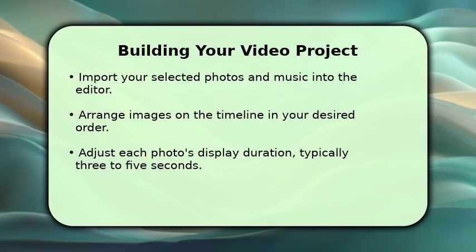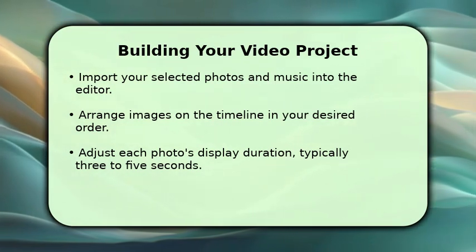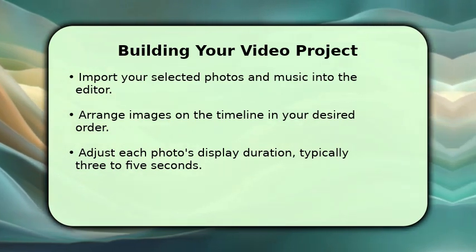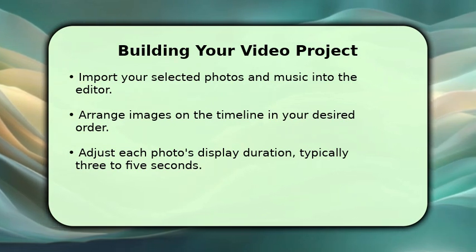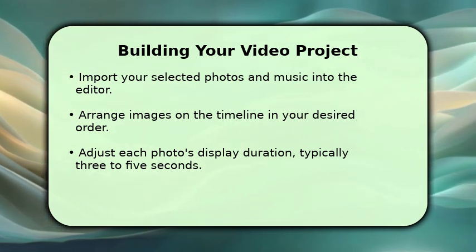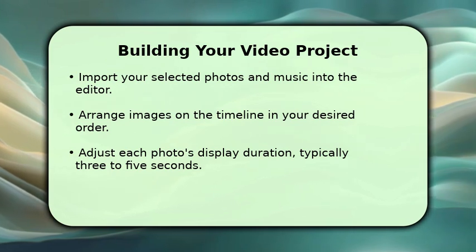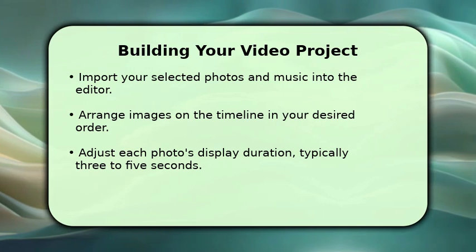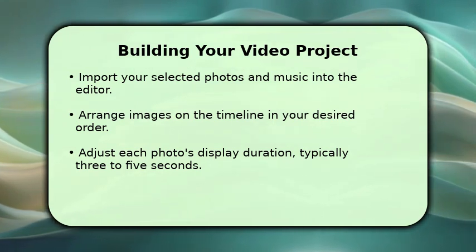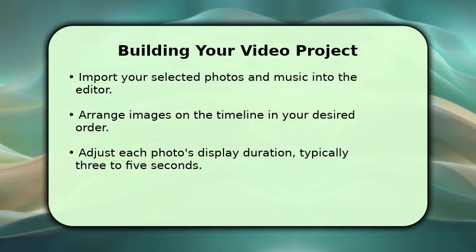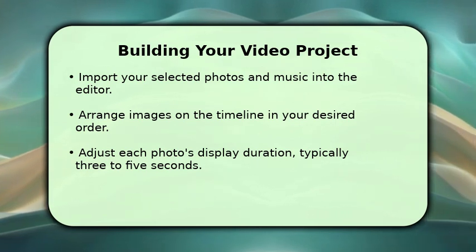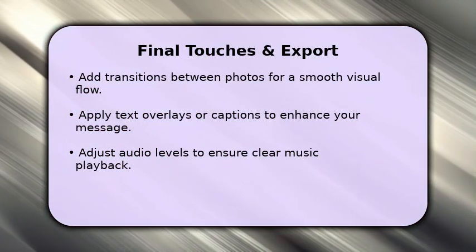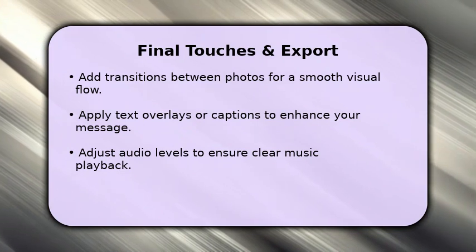Now let's build your video. Begin by importing all your chosen photos and your music track into the video editor's media library. Drag and drop your images onto the timeline, arranging them in the sequence you planned. For a smooth pace, set each photo's display duration, usually between 3 and 5 seconds. Next, add your music track to the audio layer and adjust its length to match your video's total duration, ensuring a harmonious blend.